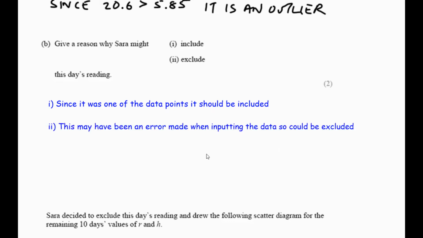Okay, it could also be argued that this may have actually been an error that was made when the data was being input into the system. So for that reason, it could be justified as being excluded. These outliers can be argued both ways as to whether to include or to exclude, and it might actually take a little bit more investigation to determine and decide whether or not to include your outliers.